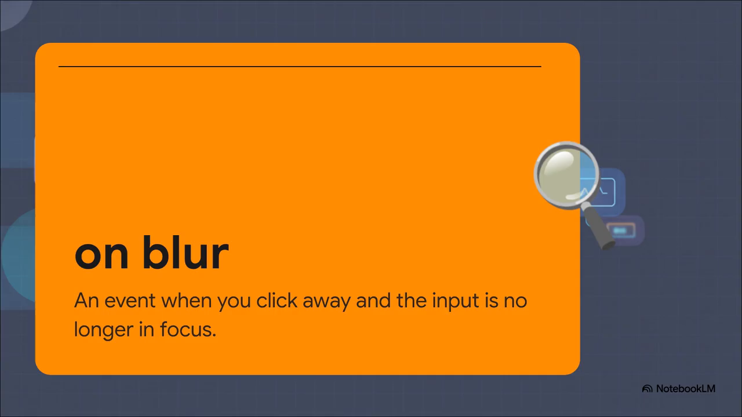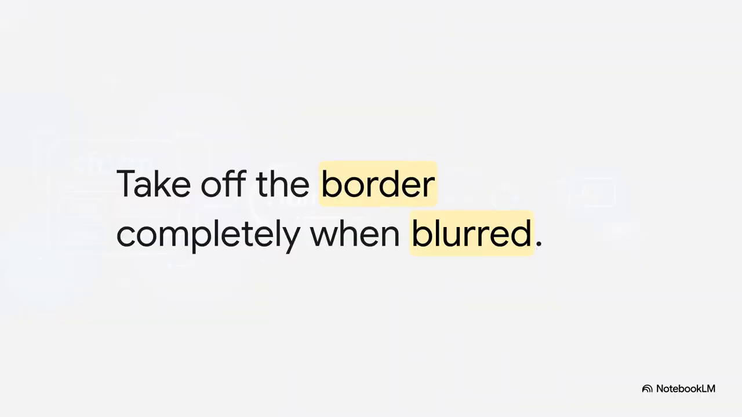Blur is basically the structural opposite of focus. It fires the exact moment the user navigates away from the input field, meaning the element has become blurred, or, in other words, inactive. By linking an onblur function to our input, exactly like we did with focus, we can program our JavaScript to strip away that pink border.